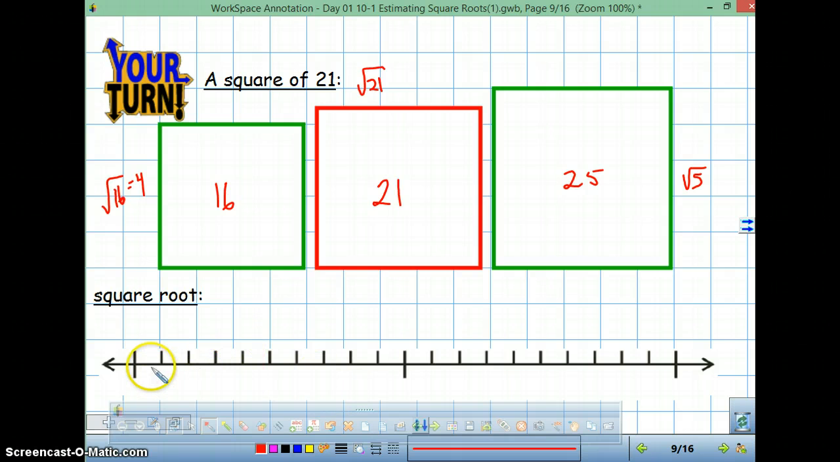So on my number line, if this is 0 and this is 10, I would count up 1, 2, 3, 4. Here is square root of 16. Here is square root of 25. And right about here is the square root of 21.